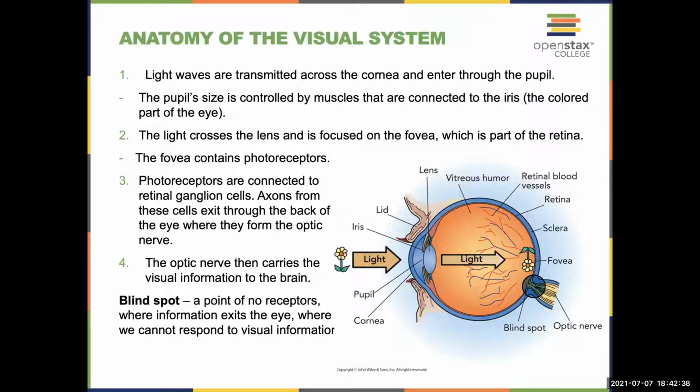All right, so let's just start off here. So light waves, I kind of used this example earlier in the lecture. Light waves transmitted, you know, they come in through the pupil across the cornea, right? Right in through the front there. And it goes back to the retina.